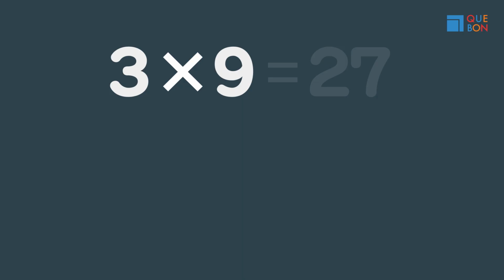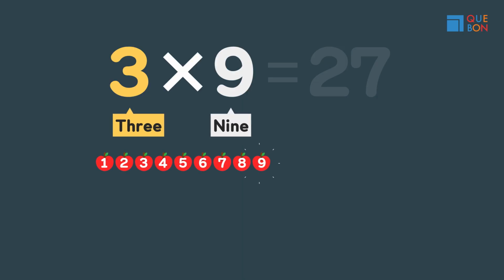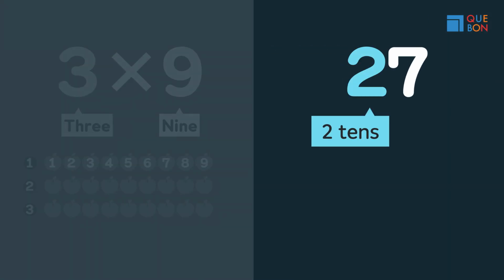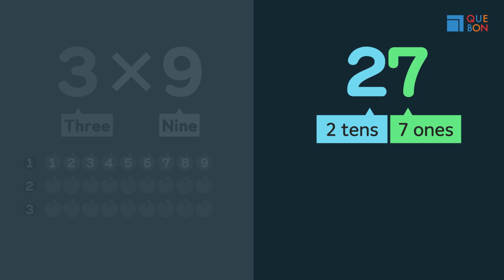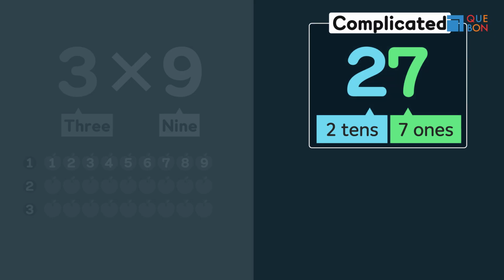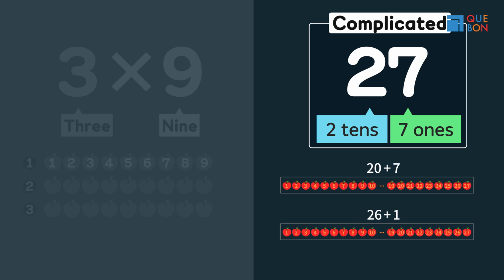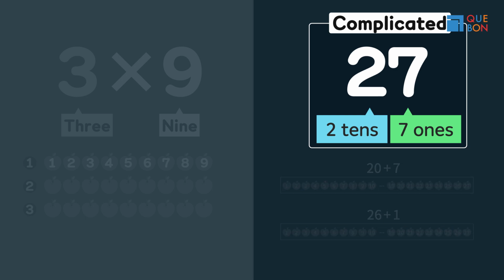3 times 9 means that there are 3 9s, because it means to add 9 3 times. Very simple, right? This is its actual meaning. Saying that 3 times 9 is 2 10s and 7 1s is complicated. Also, if we say it this way, we don't know if the number comes from 20 plus 7 or 26 plus 1 or otherwise. The meaning disappears. Like how 50% of the population did when Thanos snapped his fingers.